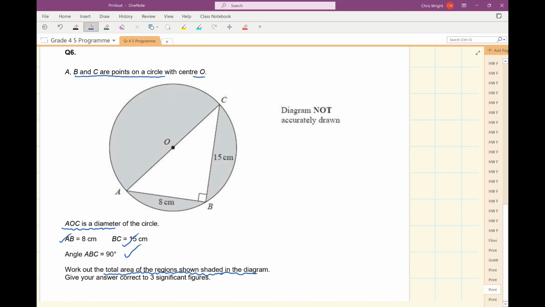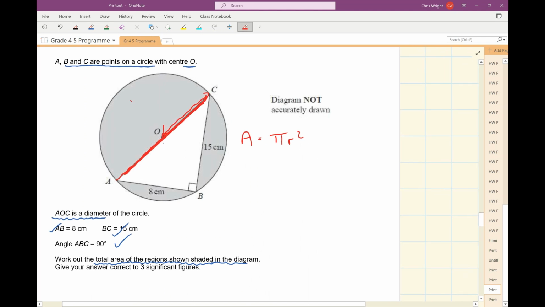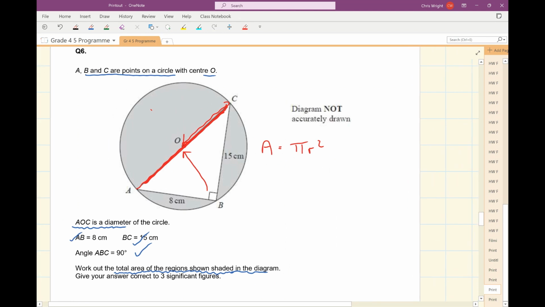I'm going to work out the area of the whole circle and then subtract away the area of that triangle. So how am I going to work out the area of the whole circle? Let's do that in red. Well, area of a circle is pi r squared. Pi r squared sounds like area to me. Now, what's the radius of the circle? It's that distance, isn't it? Oh, wait a minute. That is half of that. Can I find out the whole length from A to C? Yes, I can. Look, it's a right angled triangle. And that is the hypotenuse.